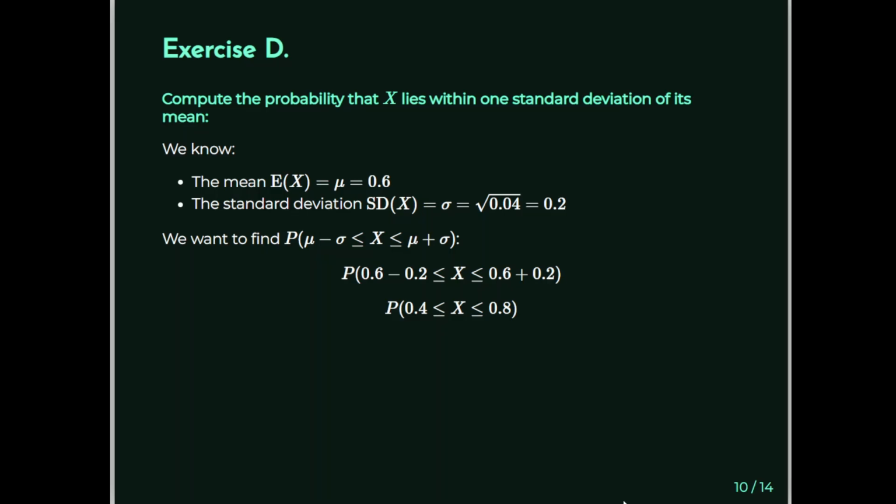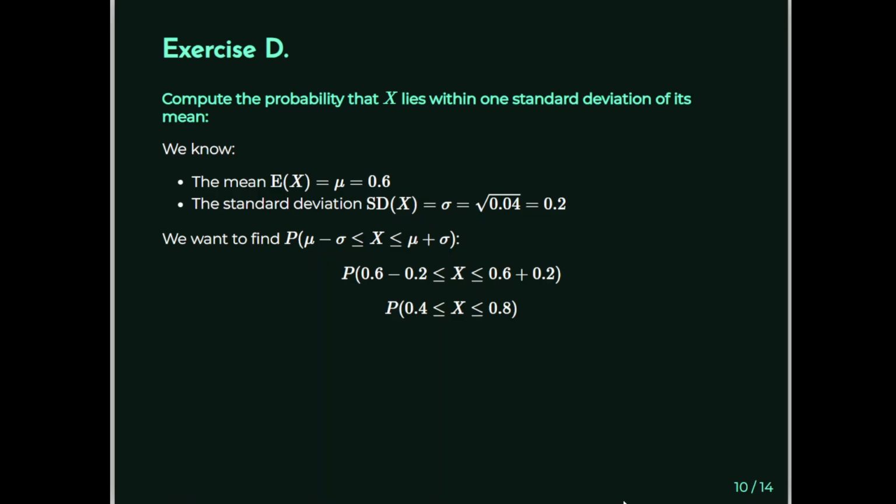Now, this is a tricky enough one. Calculate the probability that x lies within one standard deviation of its mean. We have the mean from earlier on, which is the expected value of x. Here I'm just going to call it mu, because this is how we would look at these probability intervals. That is 0.6. The standard deviation is the square root of the variance. So sigma equals the square root of 0.04, which is 0.2.